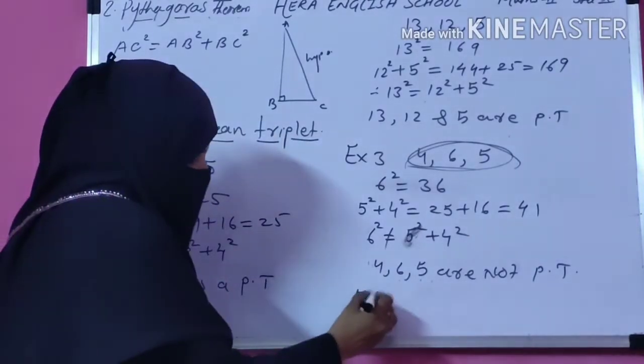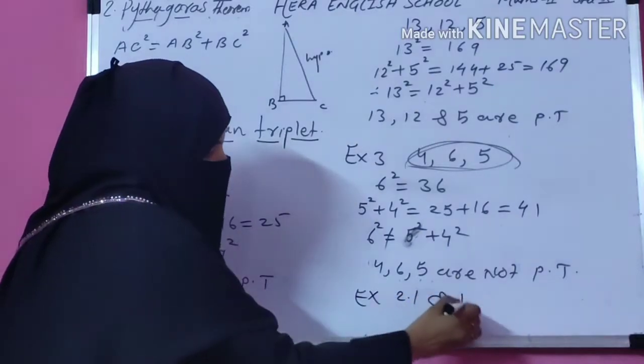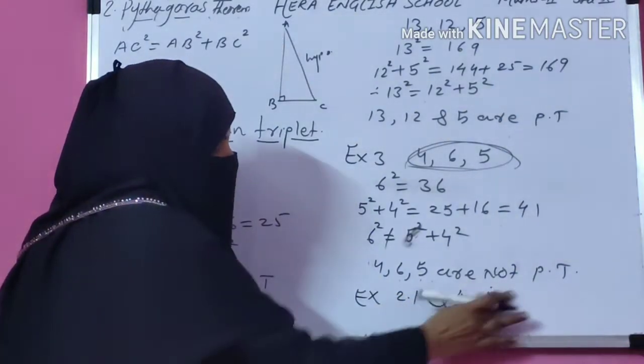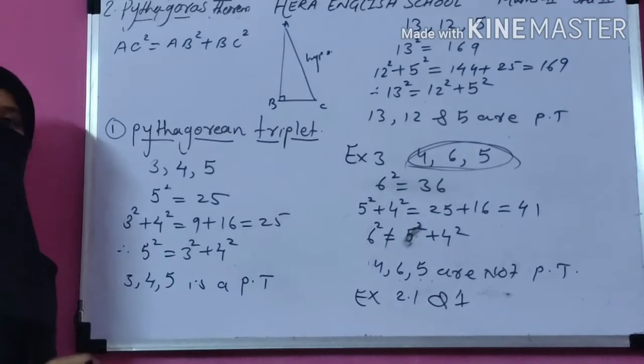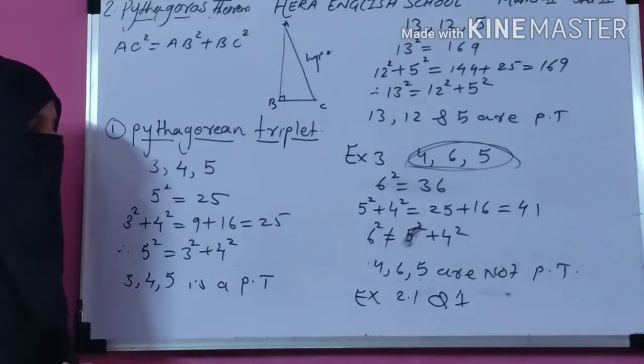Exercise 2.1, question number 1 is based on this, that means Pythagorean triplet. Solve that question also. Okay.